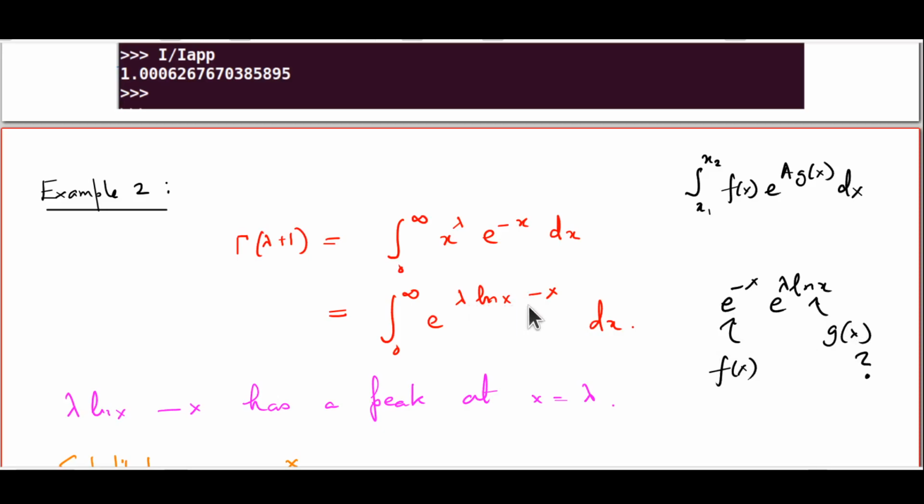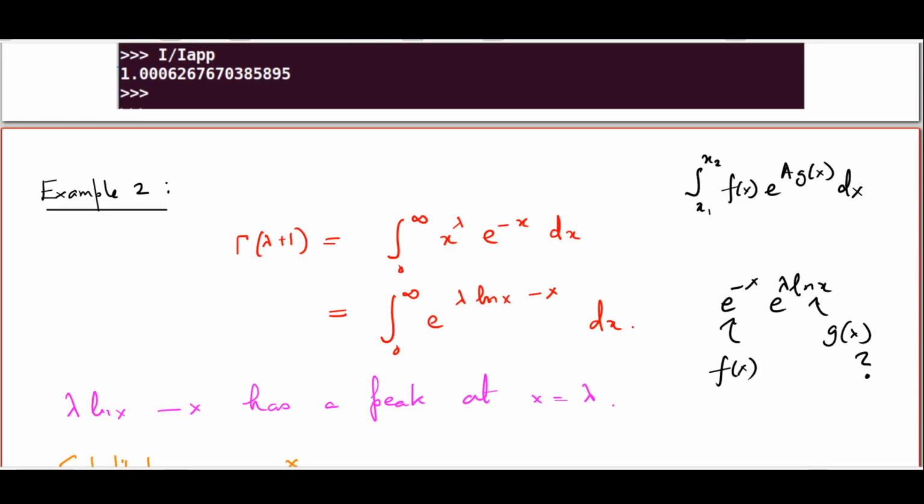But the integrand here, lambda log x minus x, does have a peak, and the peak is easily seen to be at x equal to lambda. The problem is we need to separate out the large parameter capital A, or here lambda, from the function which we are integrating, this g of x. The fact that the peak of lambda log x minus x is dependent on lambda, of course, shows that you cannot use lambda log x minus x directly as g of x. But this value of the peak immediately suggests a simple substitution which will bring the integral to the form that we want.